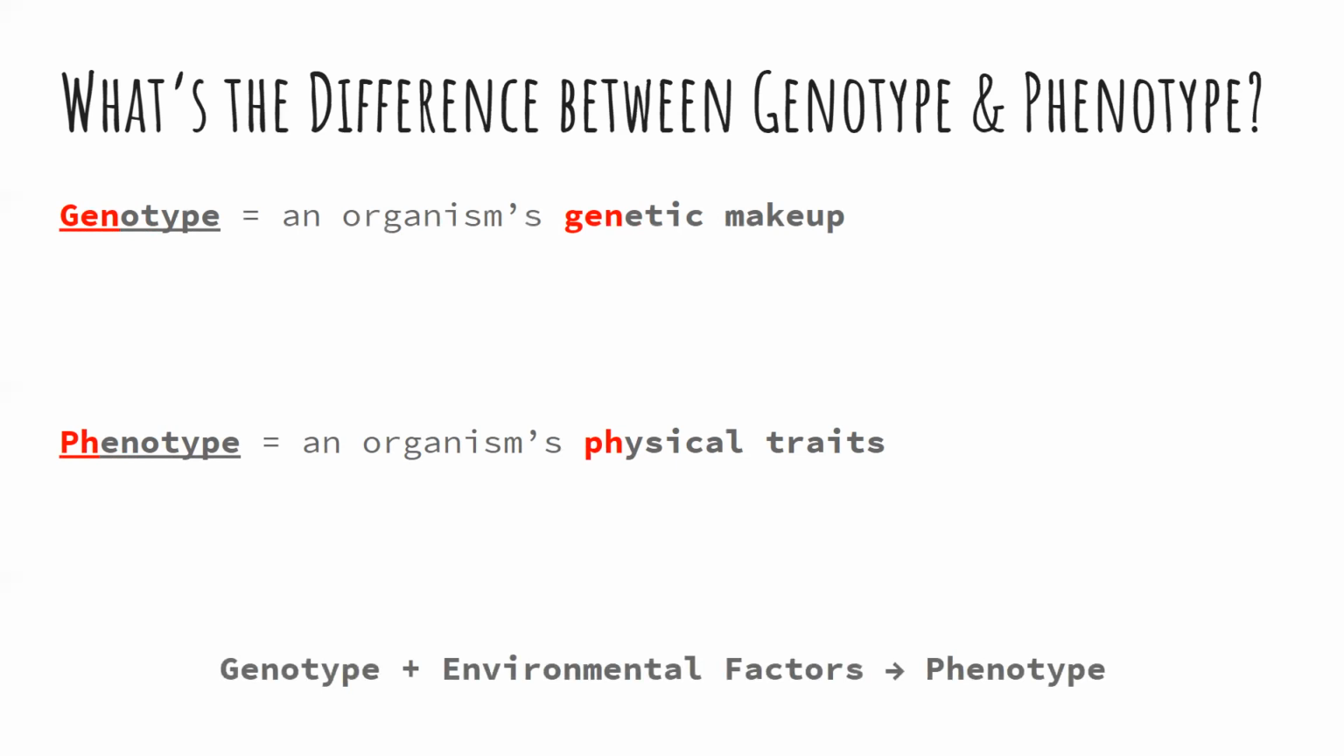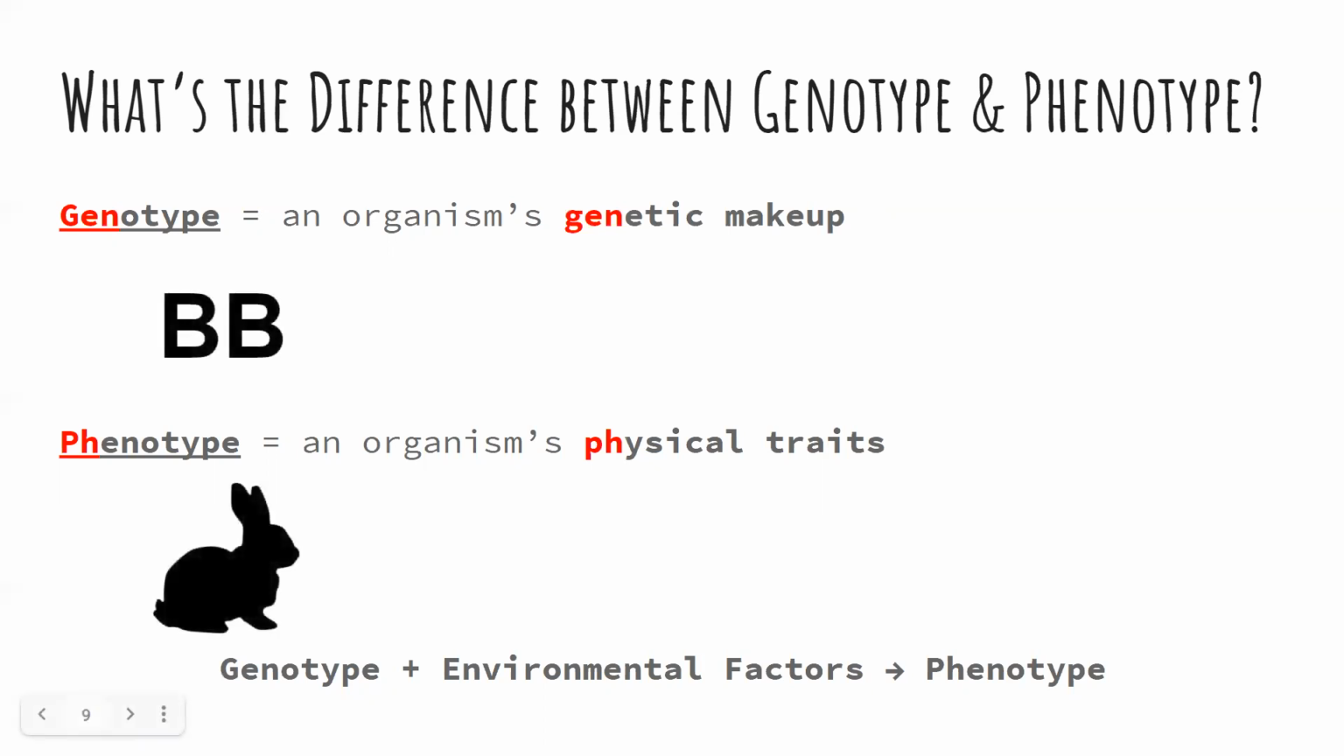The genotype plus the environmental factors that affect the organism equals its phenotype, so what it's going to look like. So the organism's genes and the environment that the organism is in determines how the organism is going to look. So the genotype of this bunny would be two capital B's. But the phenotype, the physical, what we can actually see, would be a black bunny.